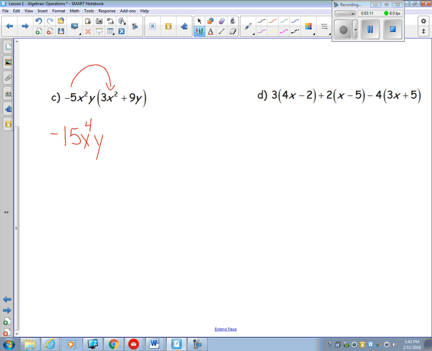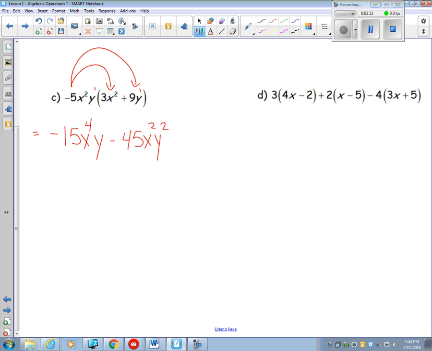Now this one's different because there's two things inside that bracket, so I need to make sure I multiply both of them by the thing outside. Negative 5 times 9 is negative 45. I have the two x's to start with, but there's no more x's. This time, there's a y and another y, and I got a y squared. And there's my expression expanded.